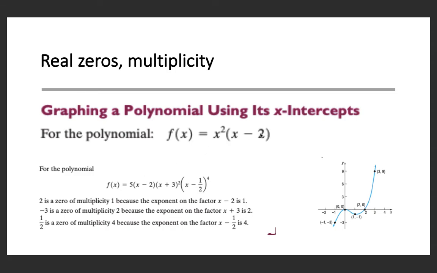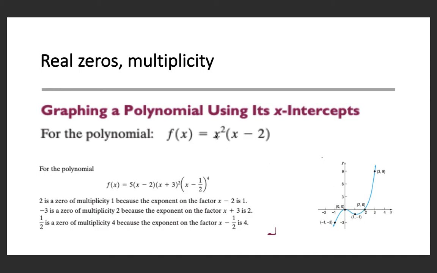I have the graph of this function here, and you can see what a real zero means. At x equal to 0 and at x equal to 2, the function touches or crosses the x-axis. At x equal to 0 and x equal to 2, the function comes to that point.